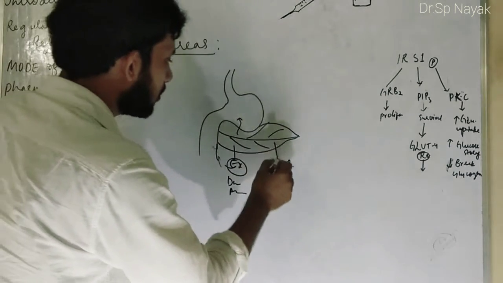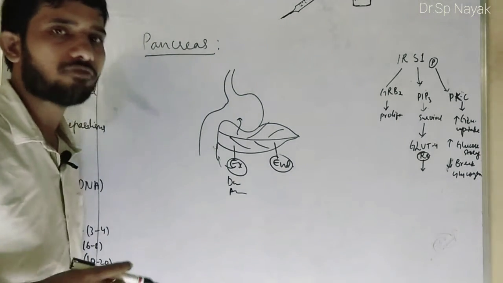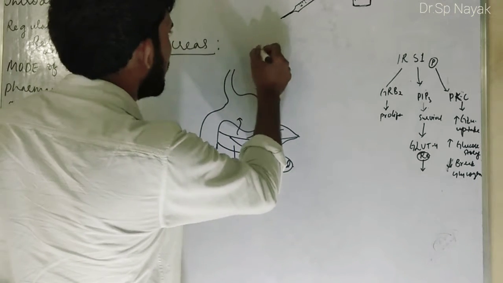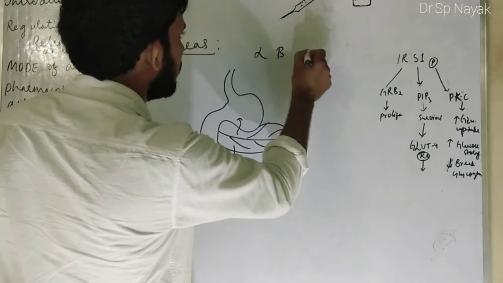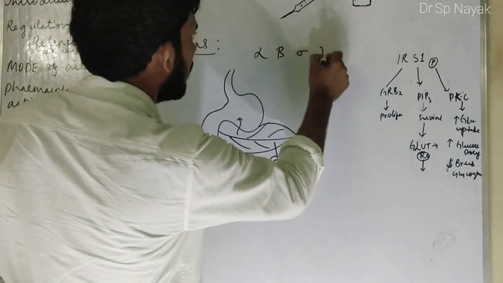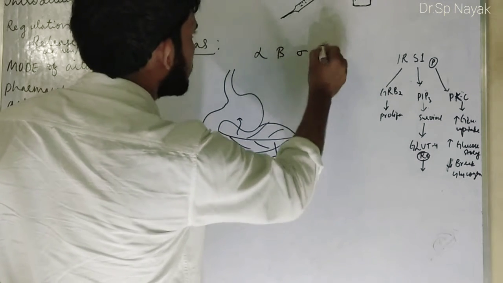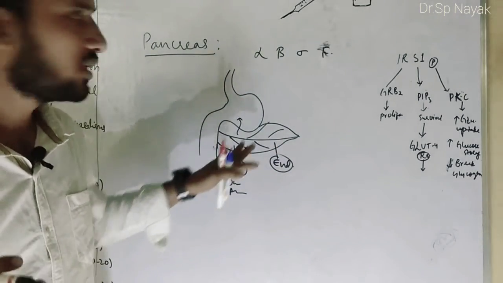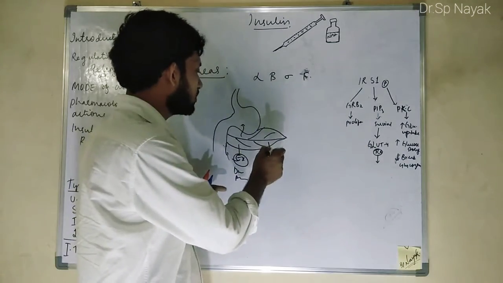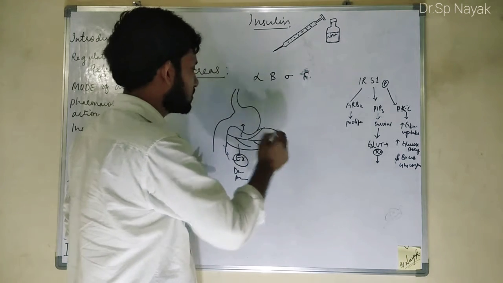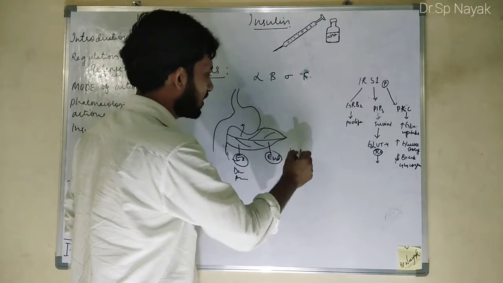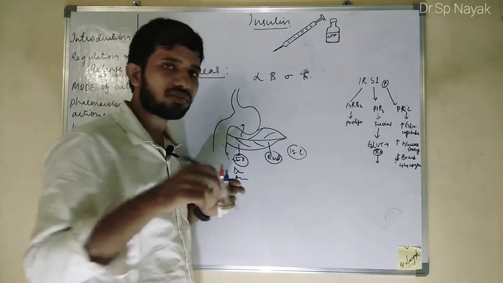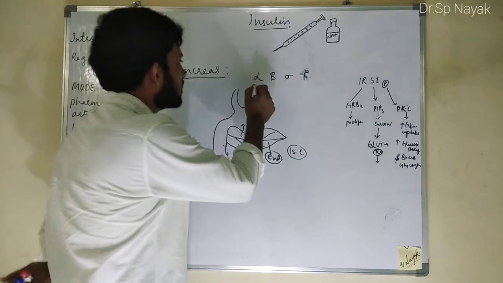And when we talk about the endocrine part of pancreas, we have 4 different types of cells. We have alpha, beta, delta, and gamma. Not gamma, it's F cells. So we have 4 different types of endocrine cells. The endocrine part of the pancreas is called islets of Langerhans. These islets of Langerhans are present in the interior part of the pancreas.